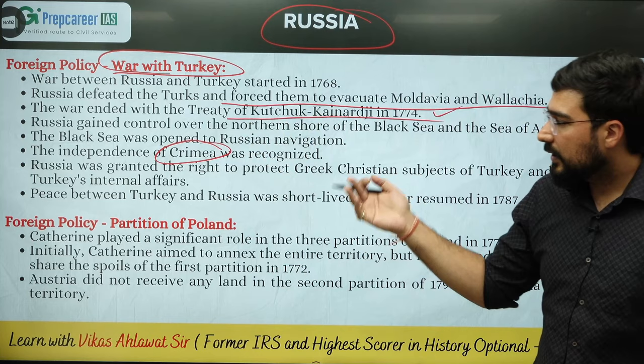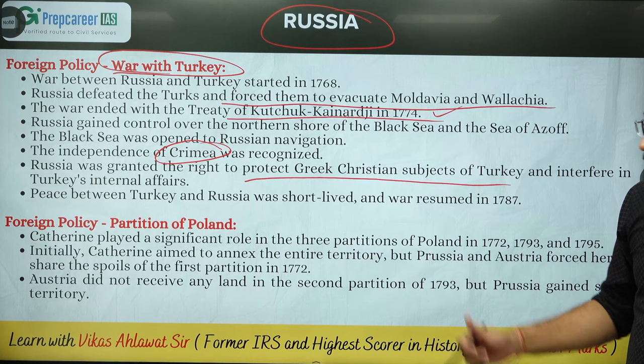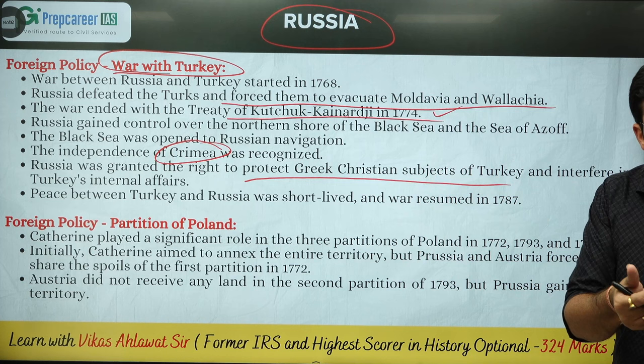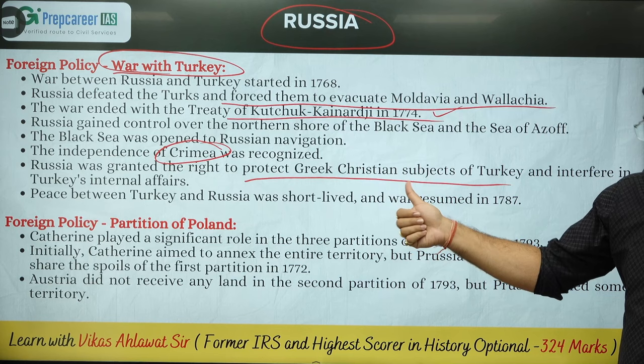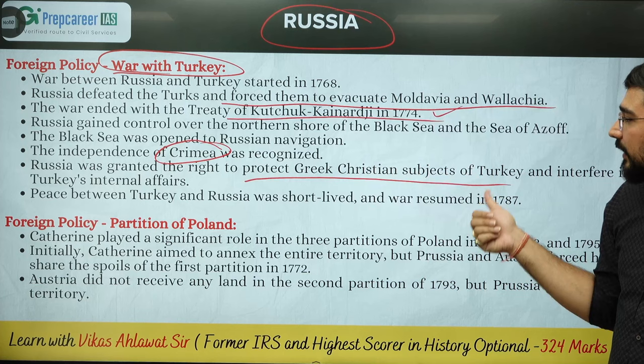So Russia was granted the right to protect the Greek Christian subjects of Turkey. This is going to be the fundamental cause of the Crimean War, from 1853 to 56. So it is traced all the way back to here. When Turkey was initially defeated by Russia, they said that now the Orthodox Christians will be protected by the Russians themselves. The Crimean War will be fought over this only.